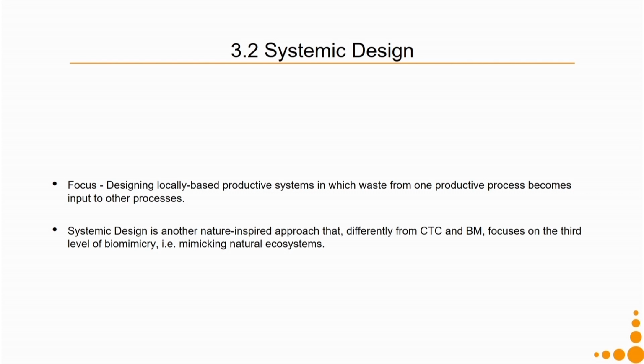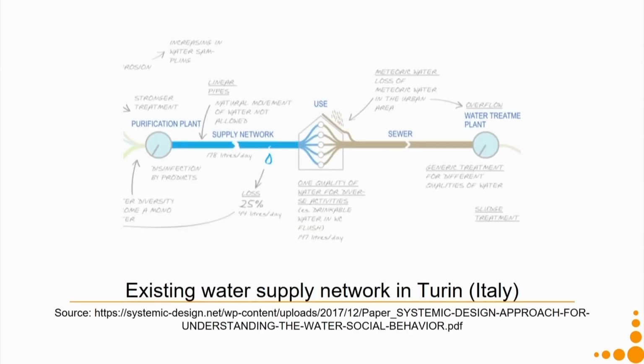So, I will show you one example of work which has been done by the Technical University of Turin in Italy. First they tried to map the existing water supply network in Turin. You can read more about this particular project in the source paper mentioned and see how the systemic design approach has been developed. What was observed is that there is a purification plant which purifies all the water through the supply network, and it is supplied to the city as drinkable water.